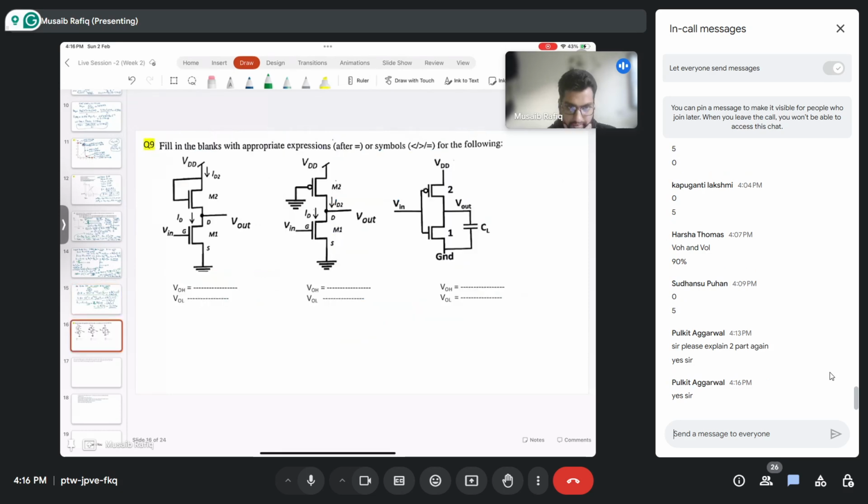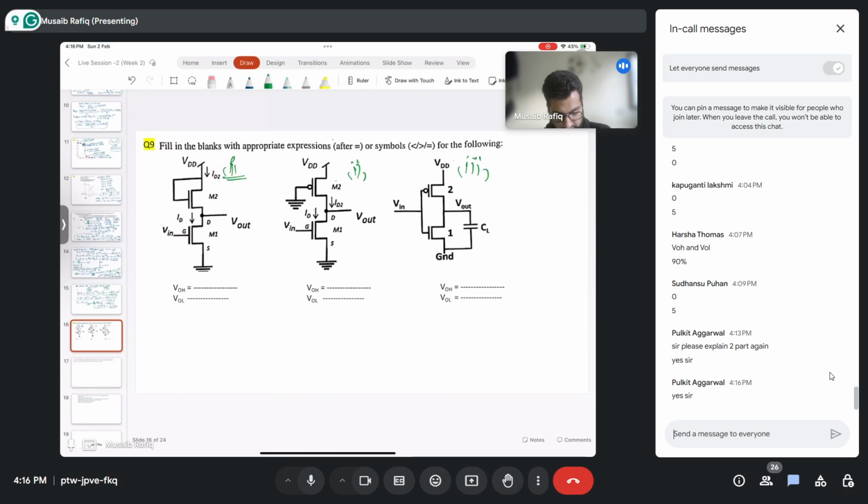Now let's do this part simultaneously. Fill in the blanks with appropriate expressions after the equal to or other symbols. You have to fill in the correct values, or you have to tell me whether it will be greater than some value or not. So let's take this one part first. Let's go step by step and label them part 2, part 3.